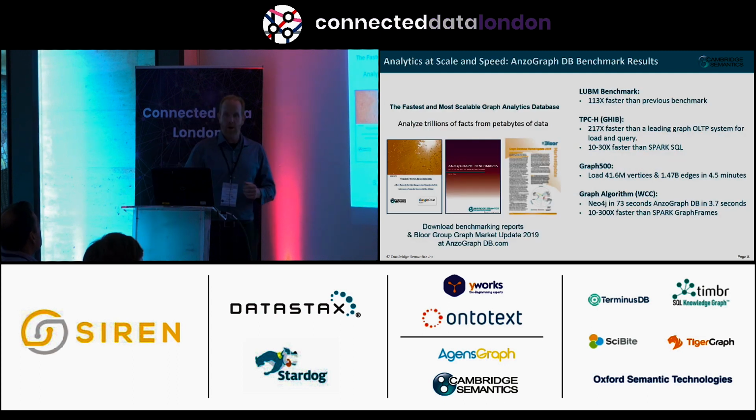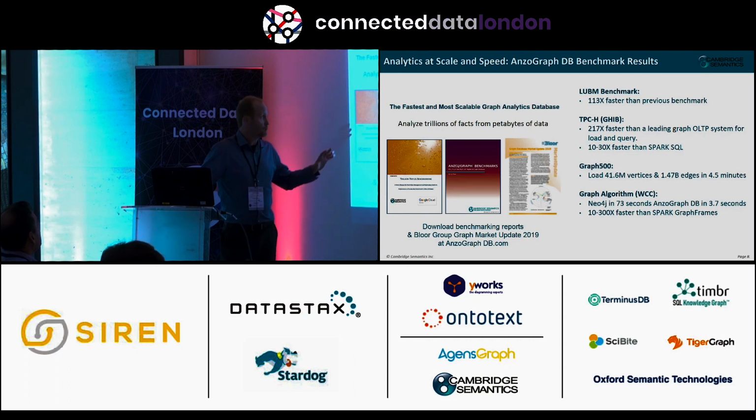And so we are a massively scalable graph database. We've done the trillion triple benchmark. That was over 200 nodes on Amazon Web Services. We published a number of different benchmarks here. As Alok said, we think that we're one of the fastest graph databases on the market.